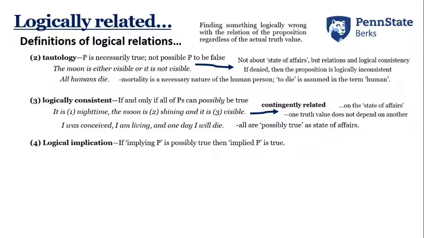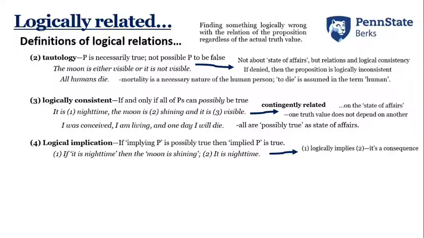The fourth one is logical implication. So if the implying proposition P is possibly true, then the implied proposition is true. If it is nighttime, then the moon is shining. So if we take "it is nighttime" as what we are implying, and "the moon is shining" as what's implied, then the minute we say it's nighttime, the implication will flow from what we imply. What we're saying here, though, is that when we say implies, we're talking about a logical implication. All right, so it's nighttime. It becomes a consequence of, well, I should say it backwards: the moon is shining becomes a consequence of it being nighttime.